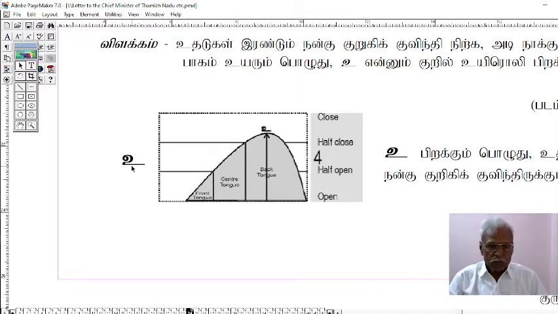That is, the sound oo is produced by keeping the lips narrowly, fully rounded and raising the back of the tongue to 3/4 of the height. When this phoneme is produced, the lips are wide open.